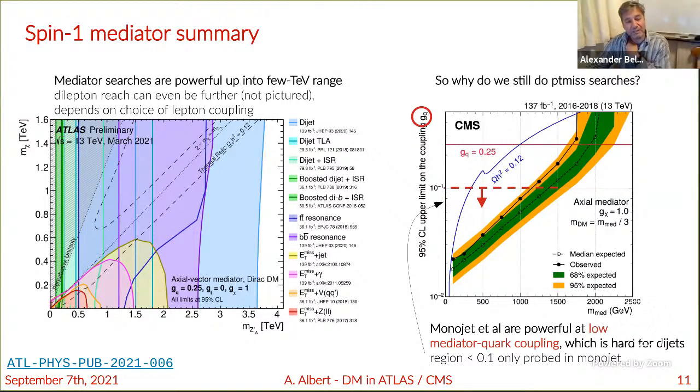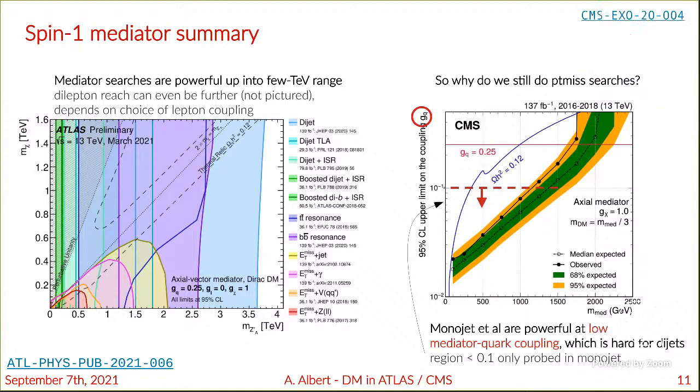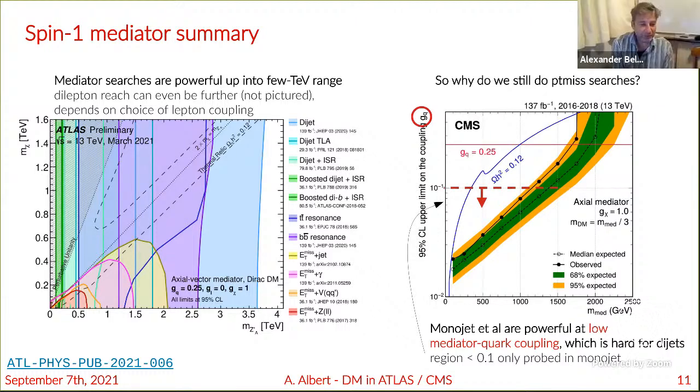I see. It's hard to interpret these plots in terms of couplings because it's hard to find out what coupling it is, but the idea is essentially to find out what the limit on the dark matter mass will be for a certain mass of the mediator and a certain coupling. And it's hard to get from this plot, but yes.